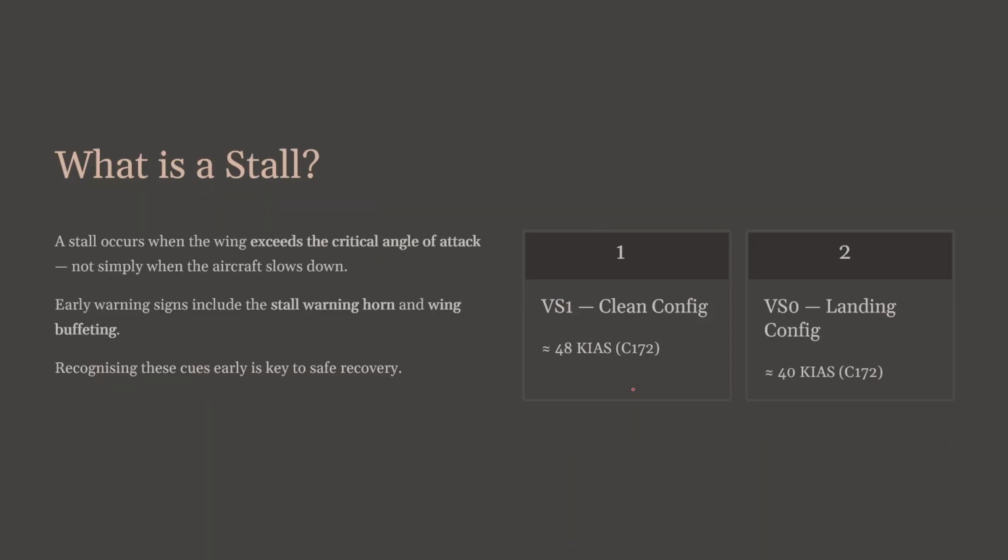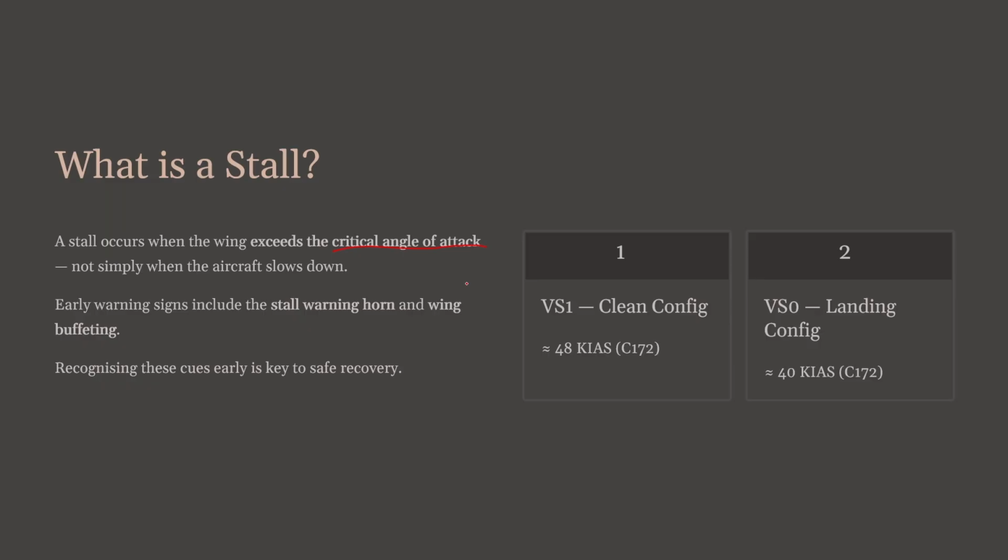So, what is a stall? Instead of thinking of a stall as simply losing lift, let's talk about it in more aerodynamic terms. A stall occurs when the wing exceeds the critical angle of attack. Okay? And remember, a stall is not really about airspeed, it's about angle of attack. That means a stall can happen during climbs, turns, or even at higher airspeeds if the angle of attack becomes too large. Okay, so keep that in mind.